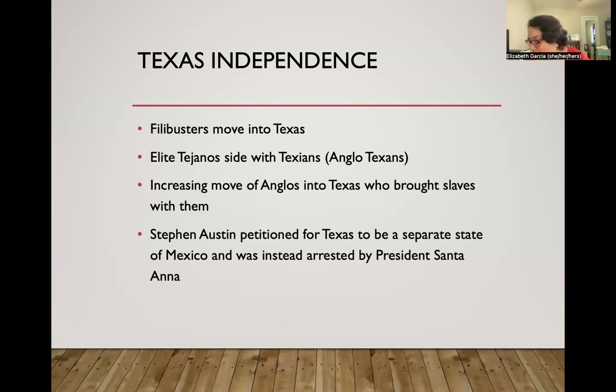Other attempts to liberate Texas included Stephen Austin going to Mexico City to petition the government to make Texas a separate state of Mexico. Instead, he was arrested and kept for a year. The resistance by Texans to the central government escalates to the point of war and battles, ultimately leading to the Battle of the Alamo, which many of you may have heard of or remember from your American history textbooks. And there are two videos for you to watch that talk about the Battle of the Alamo and also what it means today, in more contemporary times in Texas.